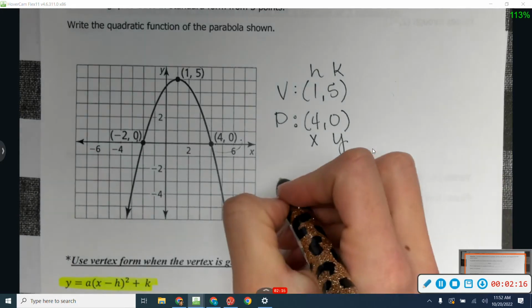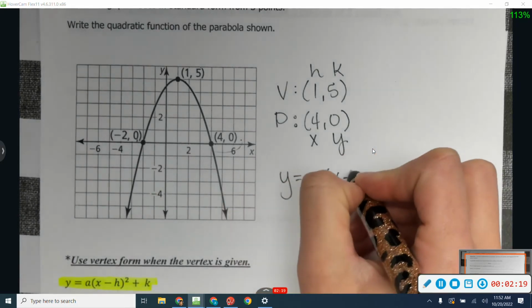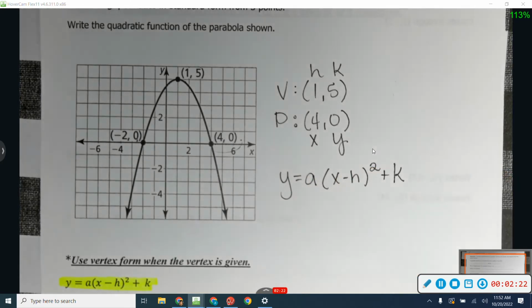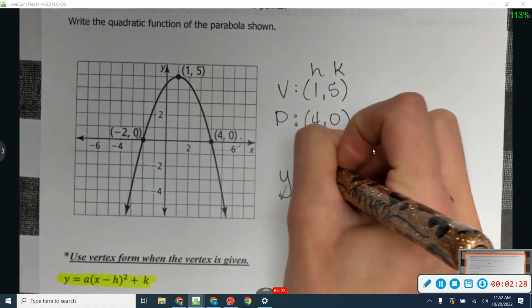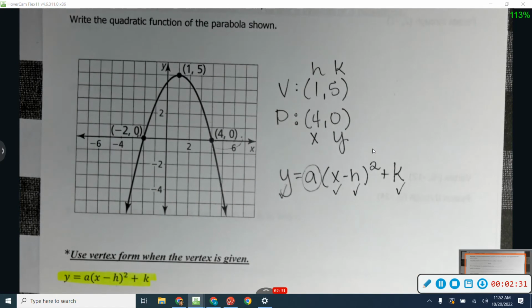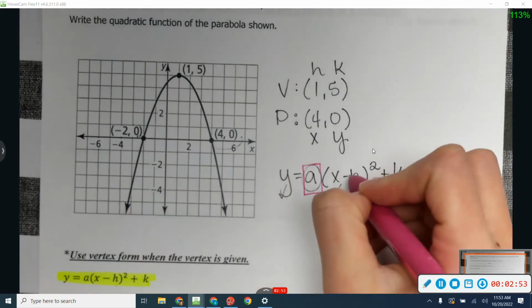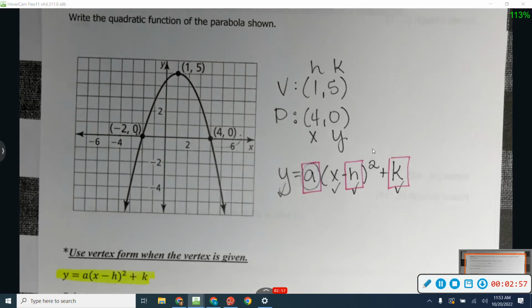So if I compare that to my vertex form, I know my h, I know my k, I know my x, I know my y. I need to solve for a. So what I'm going to be doing is plugging in my values and solving for a. Once I get my a value, then I'm going to take the a value I solved for, and the h and the k from my vertex, and plug that in to get my final equation. You're going to leave x and y as is.